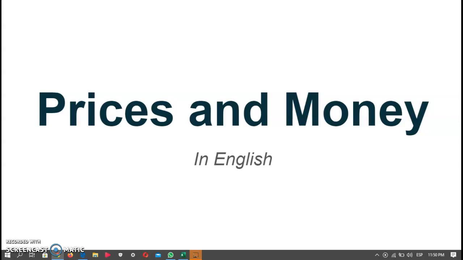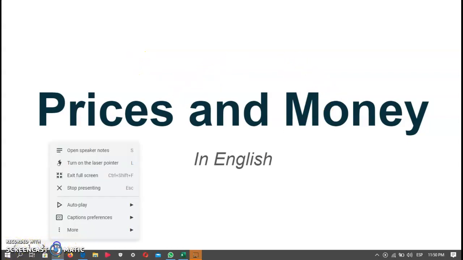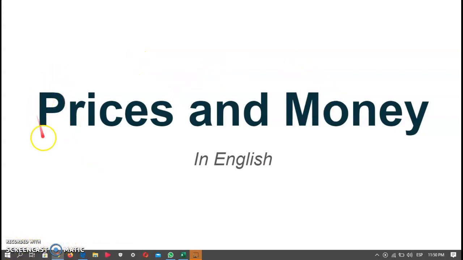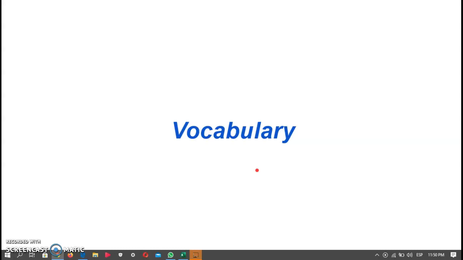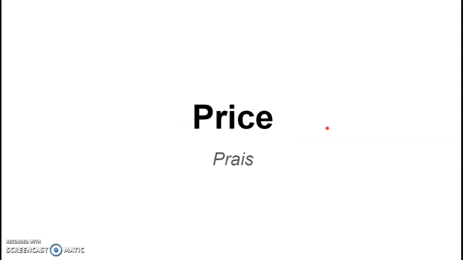Today we're gonna talk about prices and money, okay? Prices and money in English. So, first we're gonna start with vocabulary. The first word is price. Repeat 3 times, please.